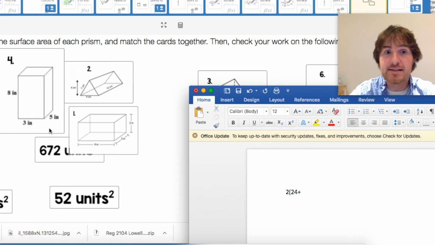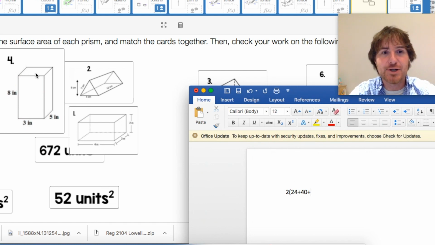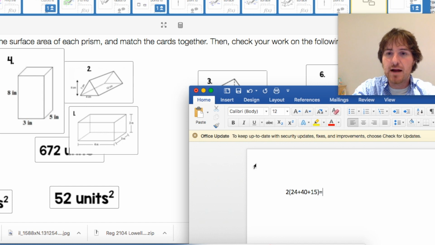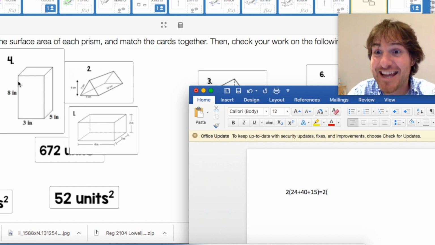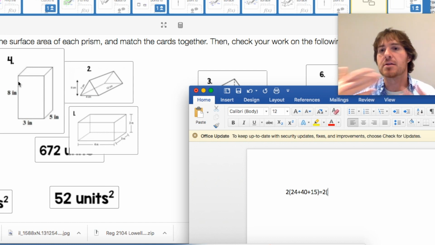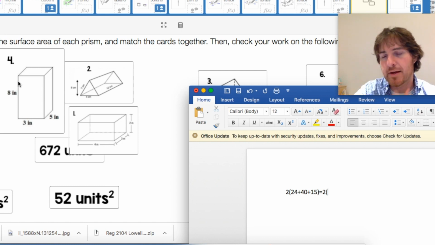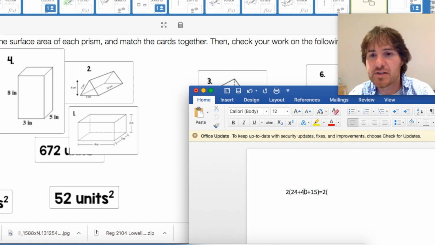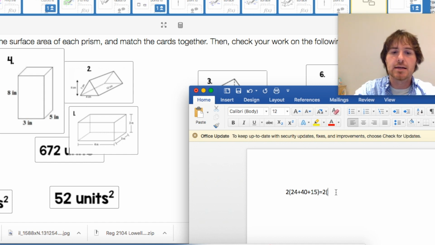This right face is going to be 5 times 8, that's 40. And then this top face here is what? It's 5 times 3, so that's 15. Okay, doing this in our head real quick, we gotta double it, right? Because there's three faces we can't see that are all congruent to their corresponding base, I guess, is what we can call it. 64 plus 15 is 79.